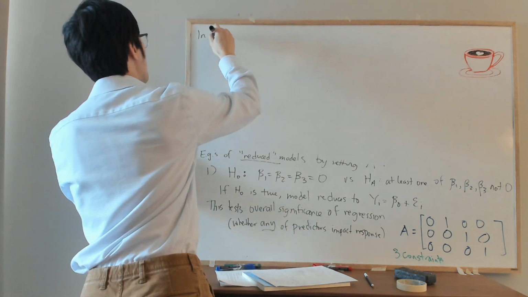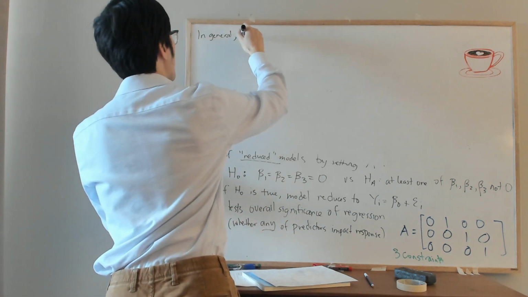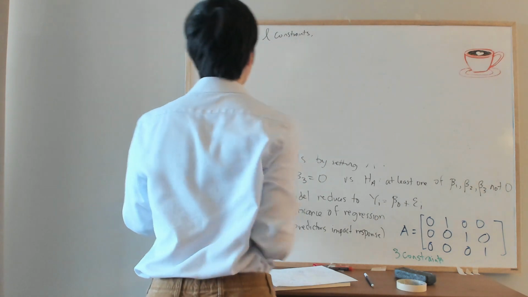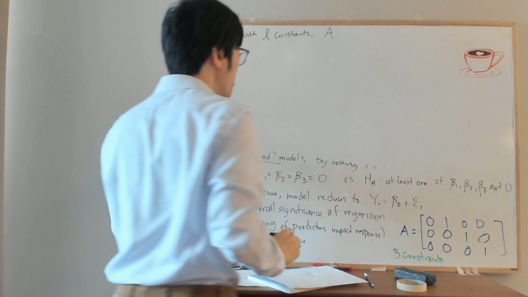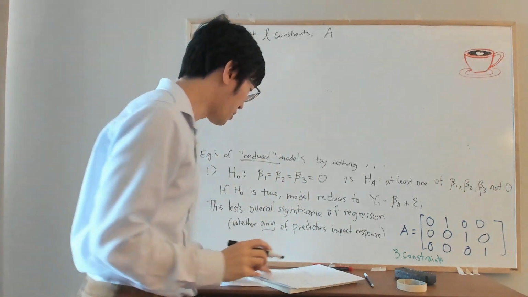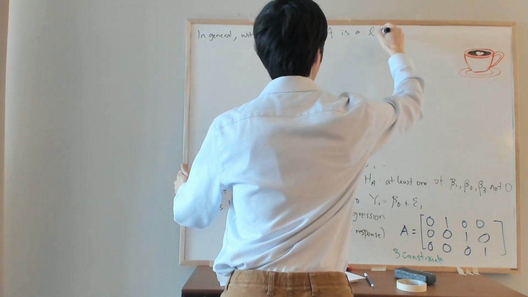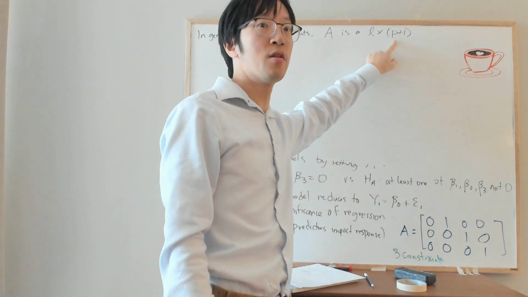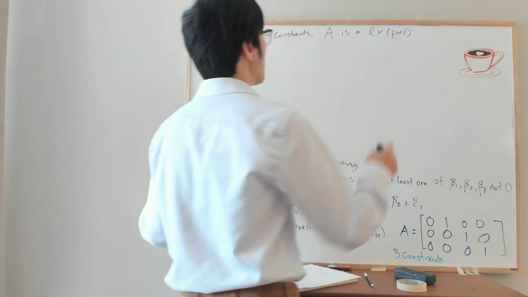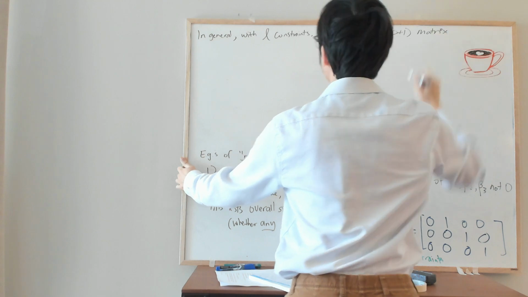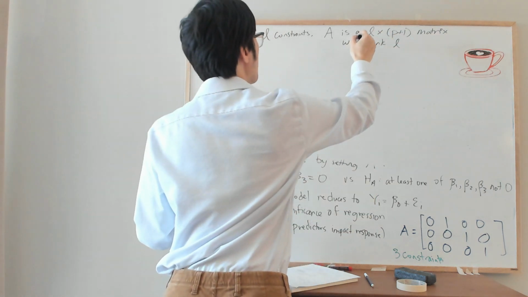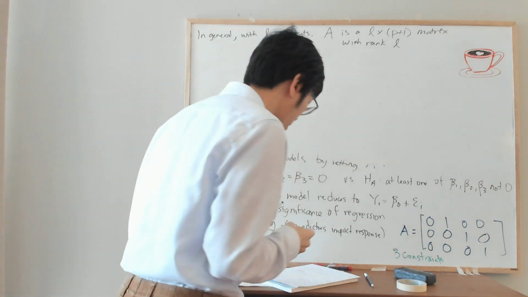So in general, if we have, let's say lowercase l, so if L constraints, we've learned now that A will be a matrix with that number of rows, and that is also the rank of the matrix. So A is L by P plus 1, because P plus 1 is the dimension of the beta vector of the parameters, beta 0 and then beta 1 to P. So it is a matrix with rank L. So there's no duplication in the specification of the constraints.